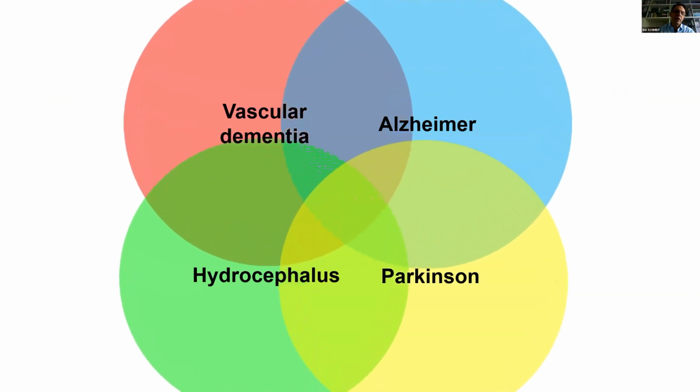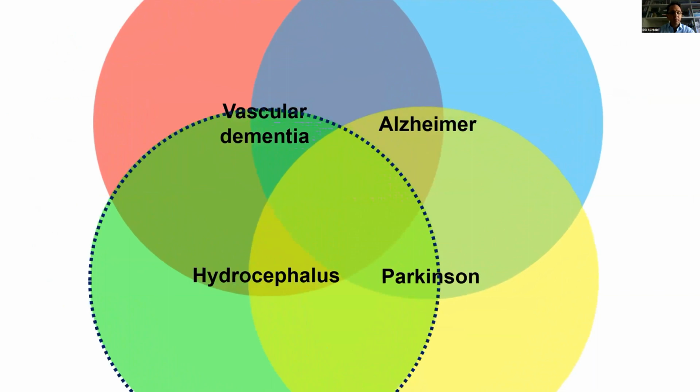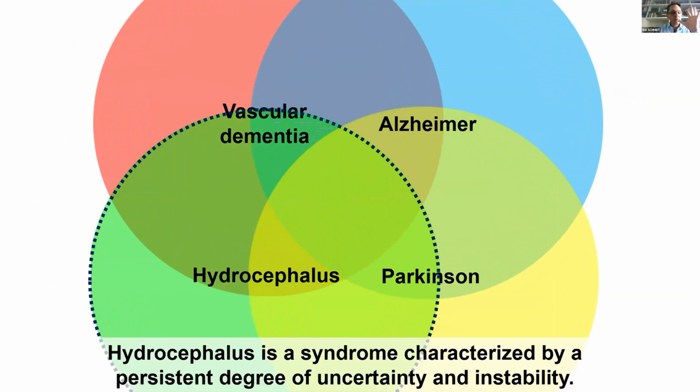And since we know that there is a lot of overlapping, we have to very carefully pay attention that hydrocephalus as a pure condition is an imbalance between inflow and outflow with modification of the volume of ventricles. But we have to also be aware that there are other mechanisms, like Parkinson or other conditions. And we have to always keep in mind that hydrocephalus is a syndrome, but it has a persistent degree of uncertainty and instability. And facing this, you need to rationalize, to bring metrics, to bring values, in order to say, am I right to proceed further in shunting a patient, or should I be more cautious not to go further?